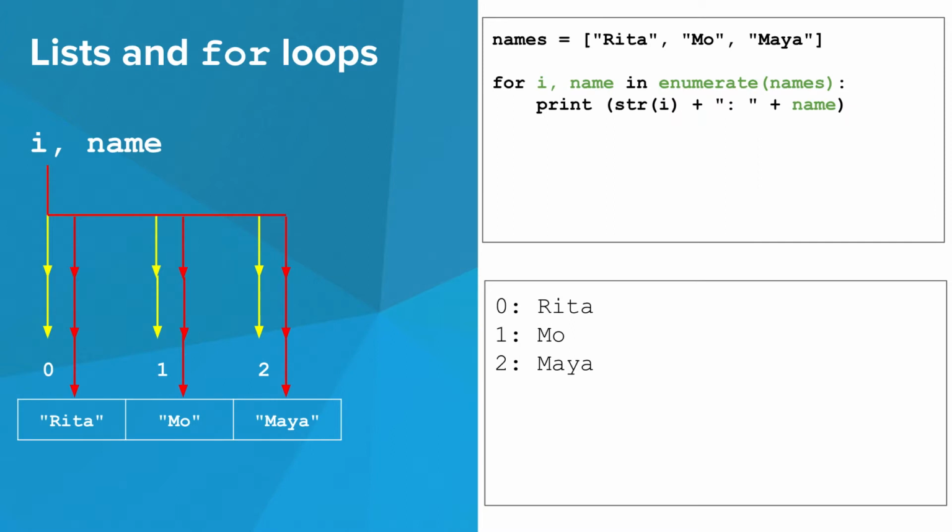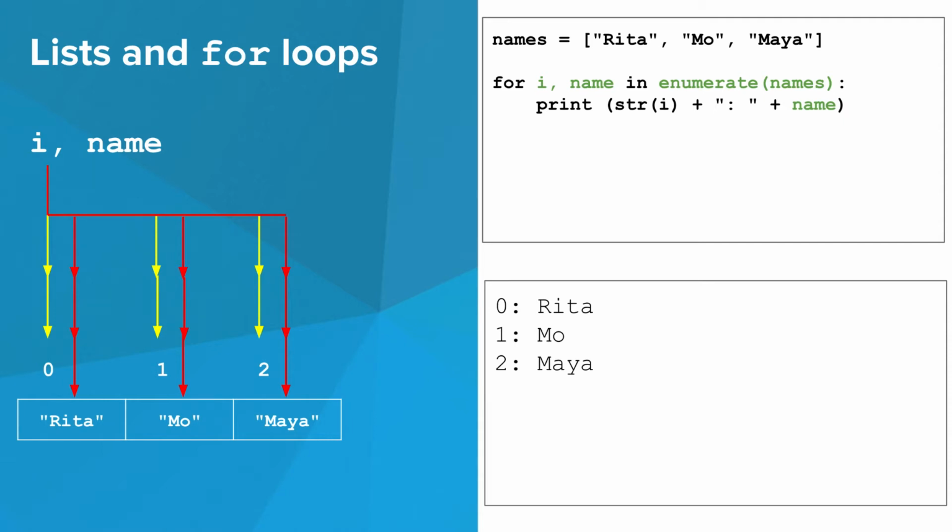Take a look at the for loop in the upper right and notice a couple things. First, the list names is now put in a call to this new function called enumerate. Second, there are now two variables, i and name, separated by a comma after the word for. This basically acts like two for loops at once, one which creates the variable i and assigns it each possible index from 0 to 2, and one which creates the variable name and assigns it each name in the list, Rita, then Mo, then Maya.